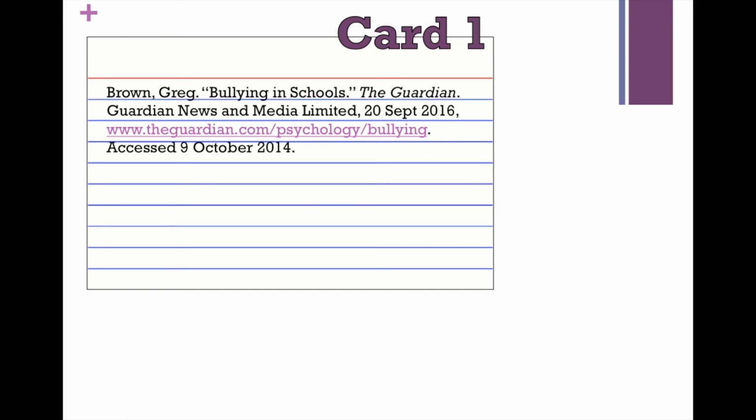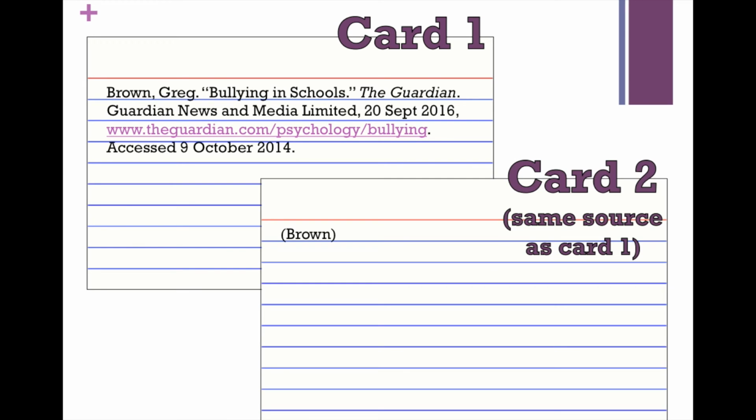Card 1 is the first note from the source, so it has a full MLA source citation. Card 2 is another note from the same source, so it just has Brown in parentheses, so that later when the cards are no longer grouped by sources, you, a classmate, or I can find the original source of the information.